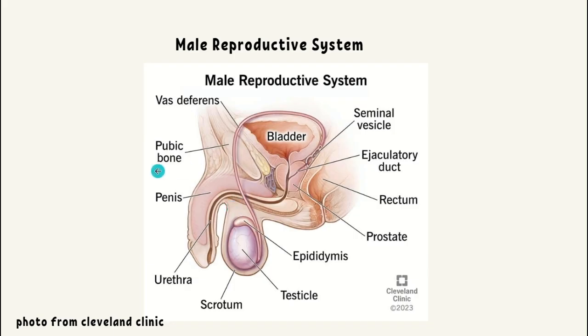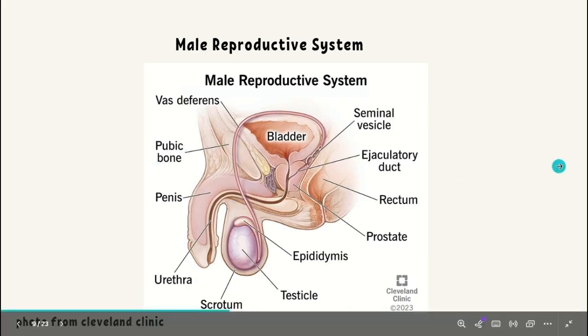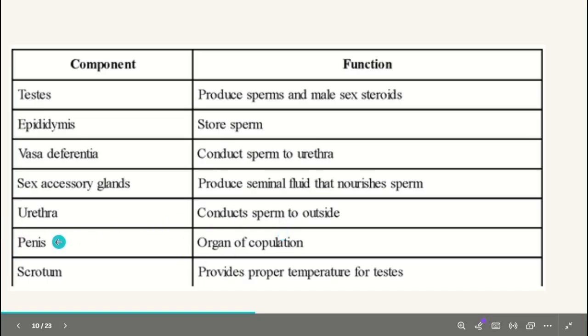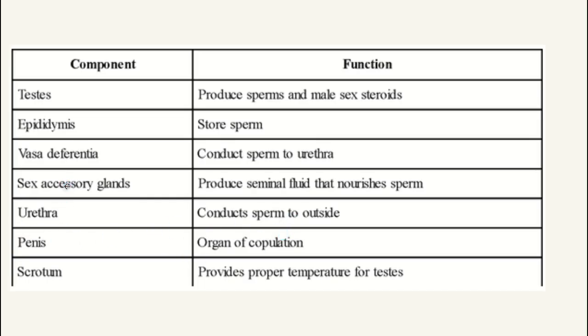Right? So basically, when we say that the penis is an organ of copulation, it basically means that it transfers sperm, right? That would be the best way for me to describe it. It transfers sperm. So for example, when it transfers the sperm, it is basically what deposits the sperm into the female reproductive tract. So basically, that's what it means.